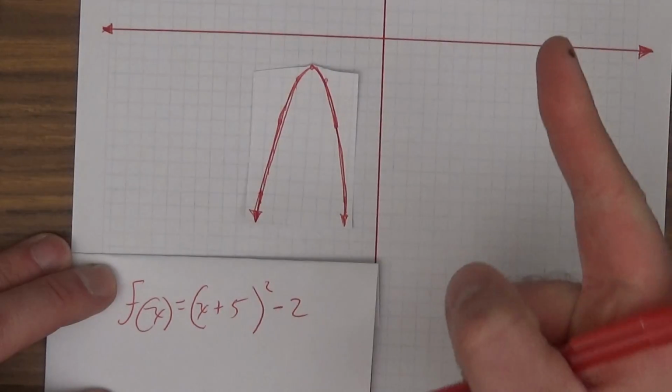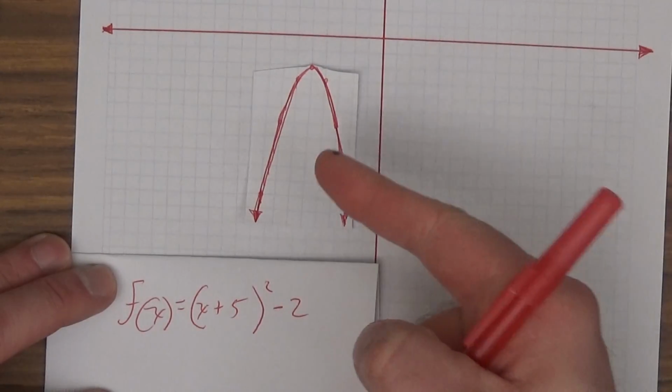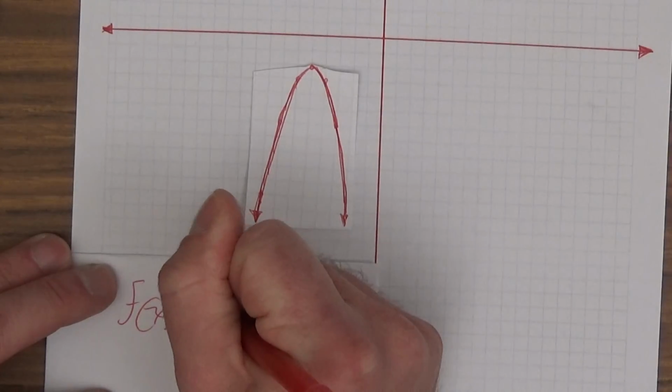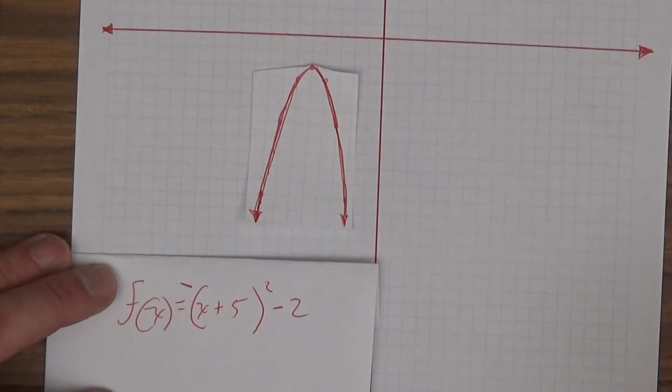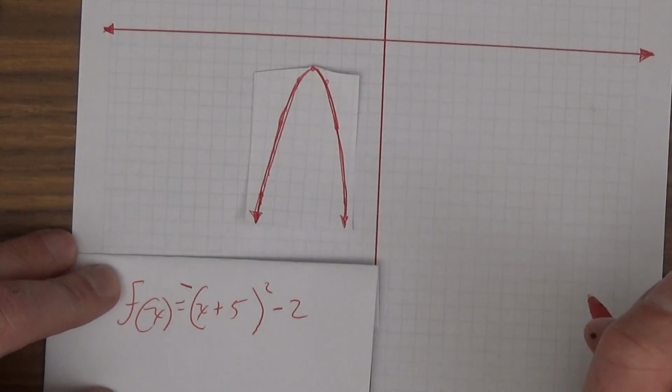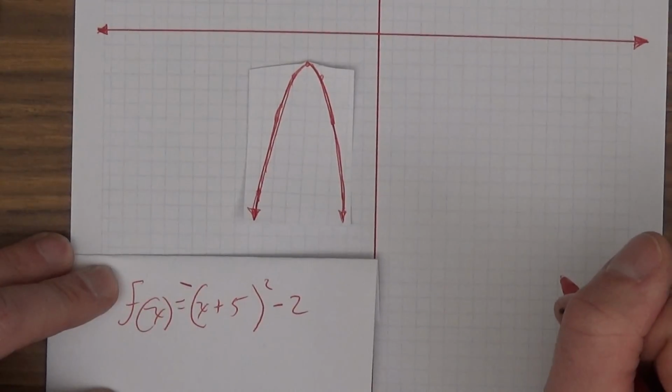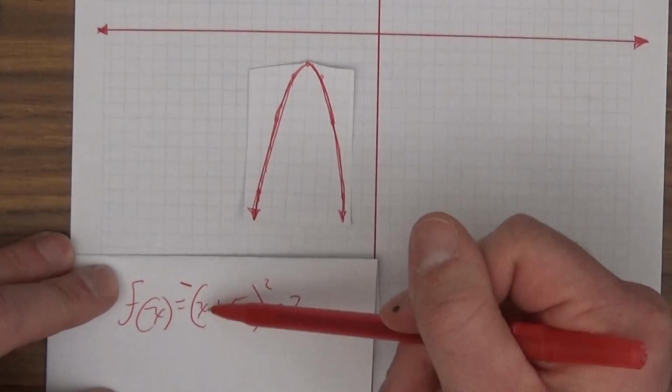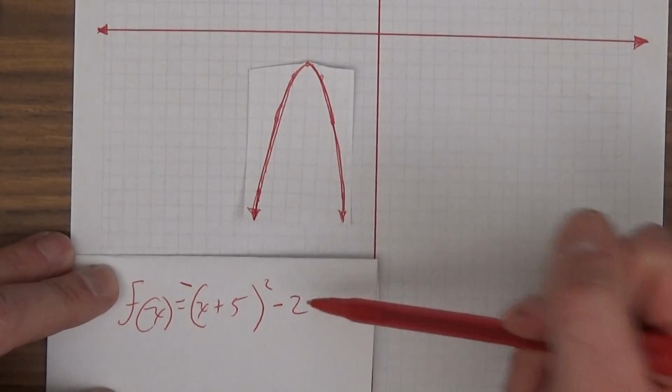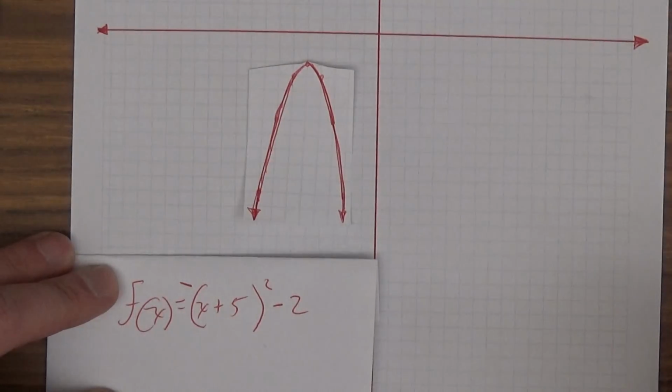Oh, I bet you Charlotte saw this one. Yeah, that's not a U. This has to be a negative. Good thing I don't make mistakes. Right, Michaela? Yeah, okay. So, negative x plus 5 squared minus 2. All right, there's that function.